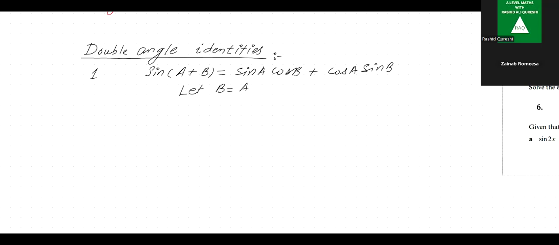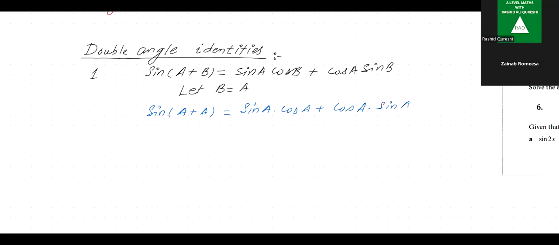So the sine of A plus A, because as I said, the derivation of this result is not in your syllabus, but you just have to understand the basic concept. So sine of A plus A becomes sine of A. You have to replace B by A. So that becomes cos of A, plus cos of A will remain as it is, A will not change, and sine of B becomes sine of A.